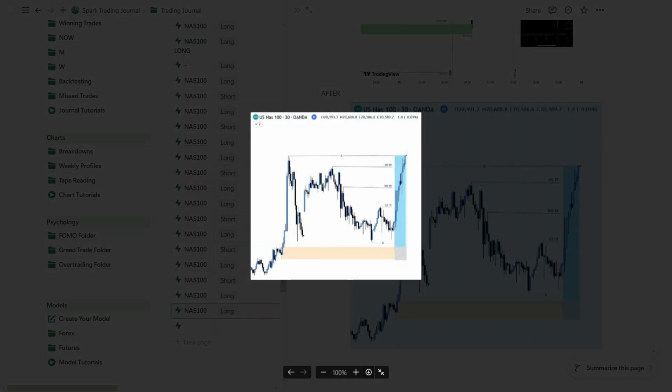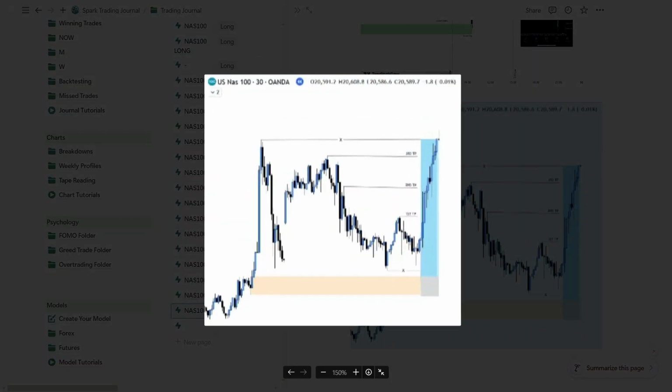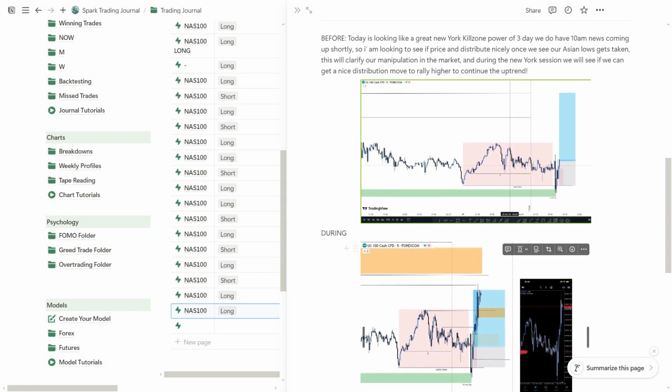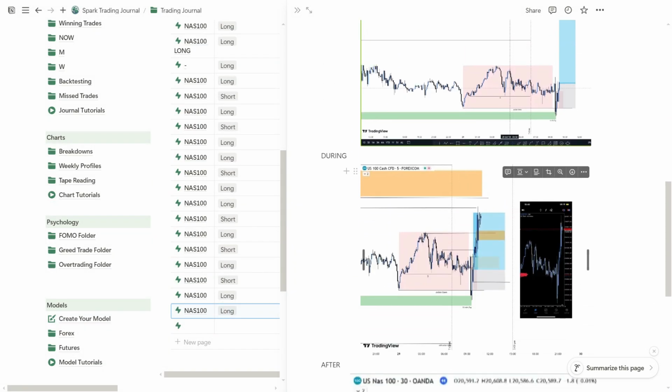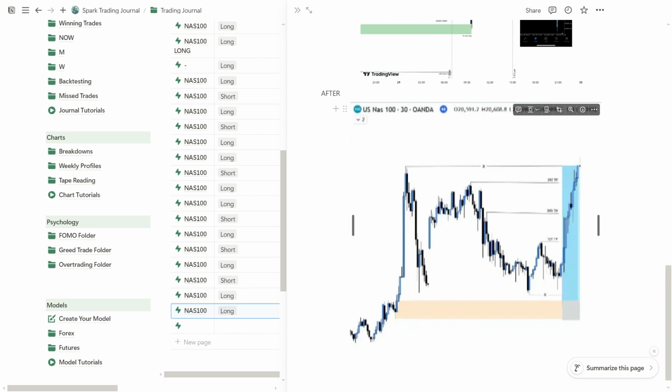As you can see, I took my profits right at the second TP, but price rallied higher to clear the third TP and the final take profit right here. So this was a beautiful, beautiful trade right here. A lot of the team was able to capitalize on this right here. So I was super glad we were able to capitalize on this trade.